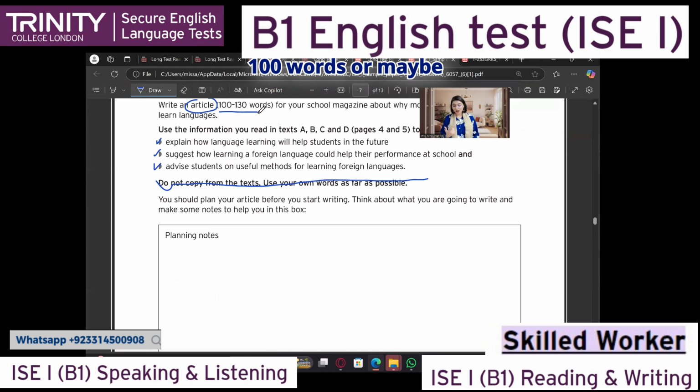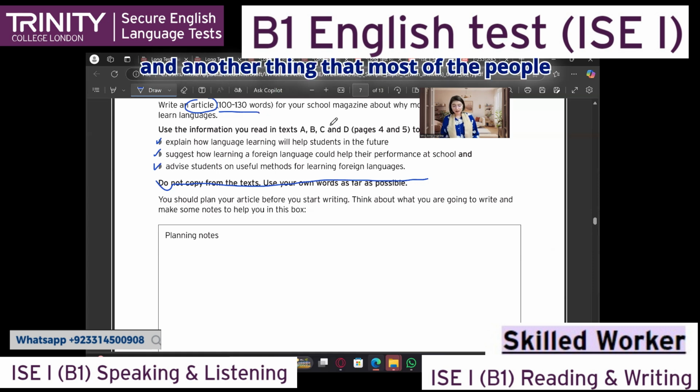I recommend 100 words or maybe 105, 106. I don't recommend writing a lot because there's no need. We have a word limit, and we can give all the possible information that we need to choose within 100 to 105 words.